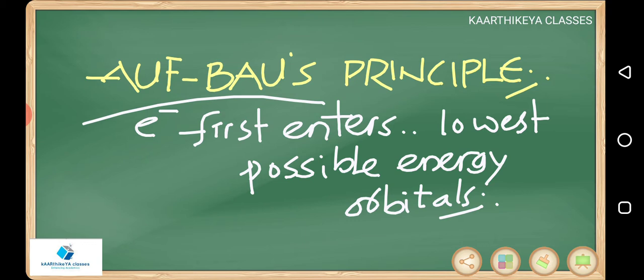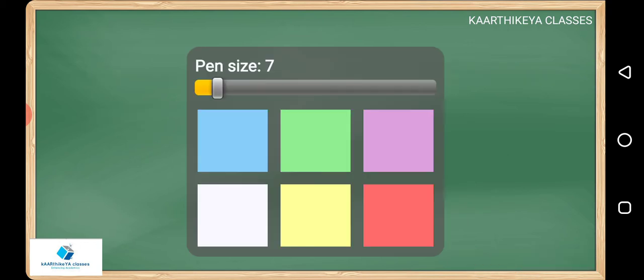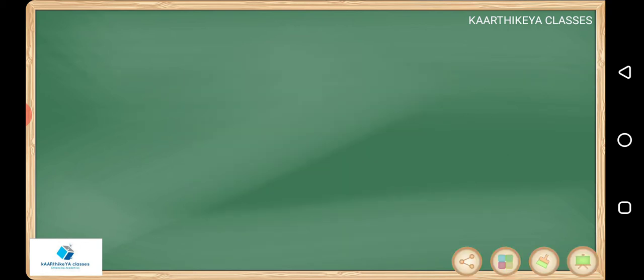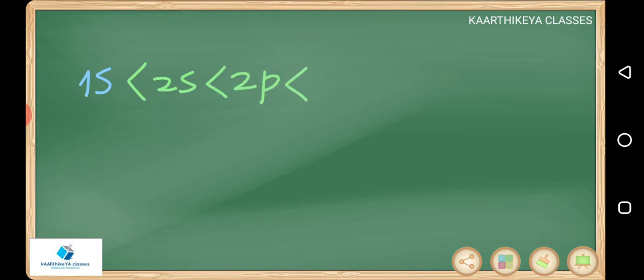Otherwise you can say in the ground state of the atom, the orbitals are filled in the order of their increasing energies. Meaning is same. Electrons first enter into lowest energy orbitals. So what are the orbitals that are known to us? 1s orbital, then 2s orbital, 2p orbital, then 3s orbital, 3p orbital.